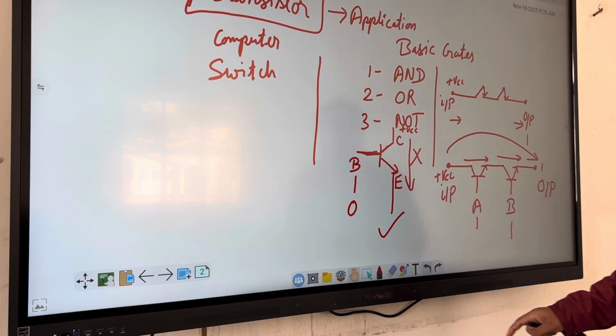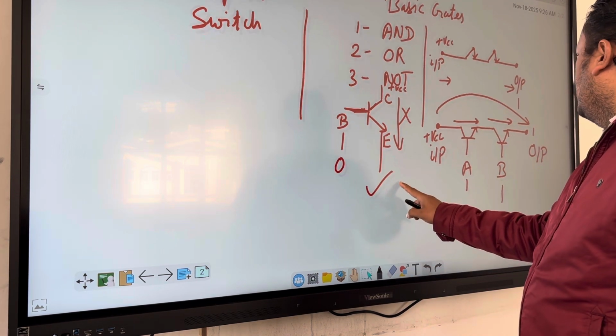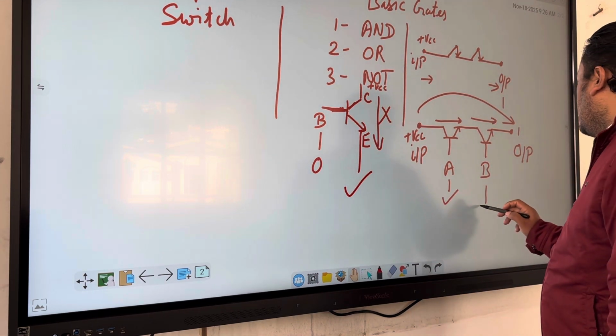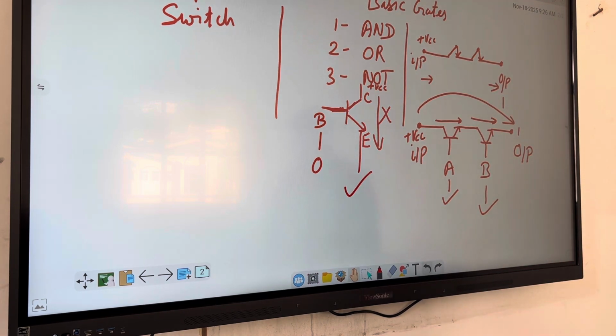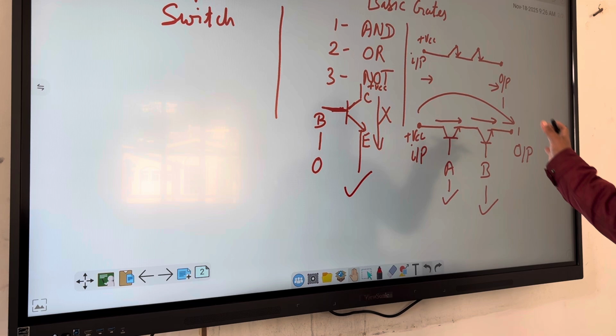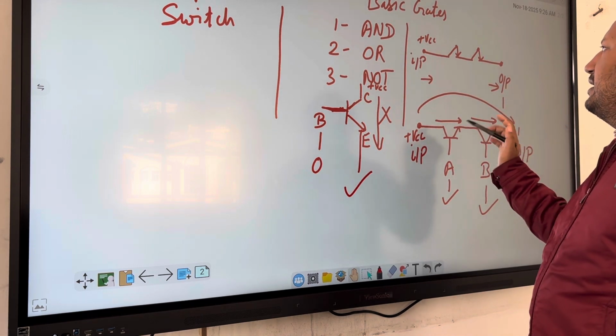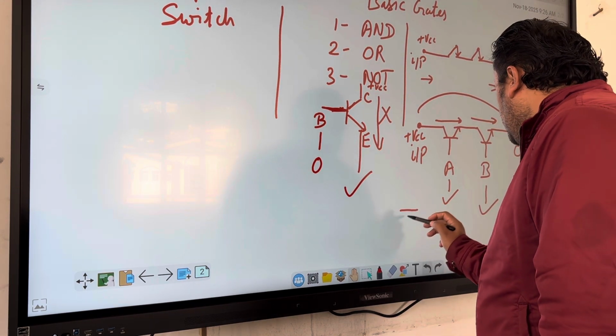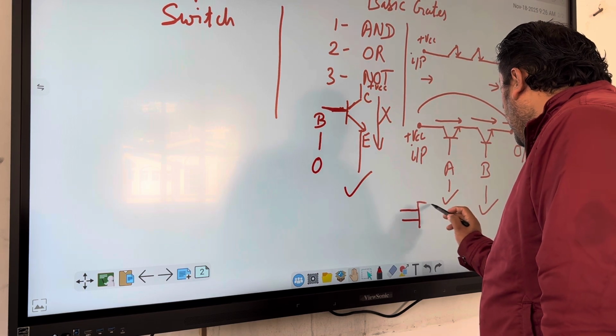So this VCC reaches the output only when both conditions are true, or when both transistors are on. So this is the basic circuit, or basic idea, of AND. But you see the AND gate like this.